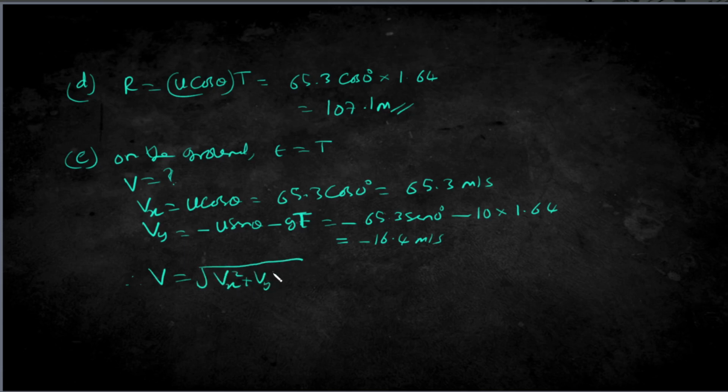So therefore, the velocity with which the body strikes the ground, just like before, is the square root of Vx square plus Vy square. Vx is 65.3 squared, Vy is minus 16.4. You square it, then you add it. Whatever you add, your answer is going to be 67.3 meters per second. So this is how we do it.